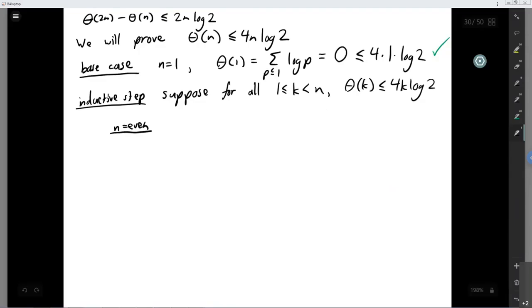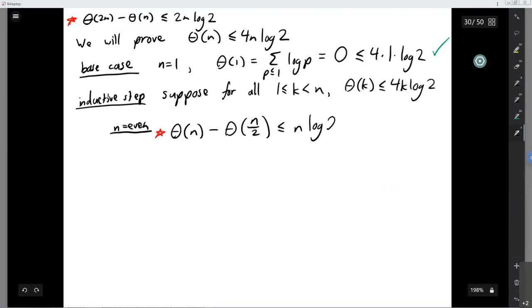If n is an even number, then I'm going to put a star next to this so that we know when we're using it. If n is even, then n divided by 2 is still an integer, and this difference is the same as this difference up here, just with a different value for n. And we get this kind of bound. So we rearrange. And now we've bounded theta of n above by some constant times n plus theta of a smaller number.